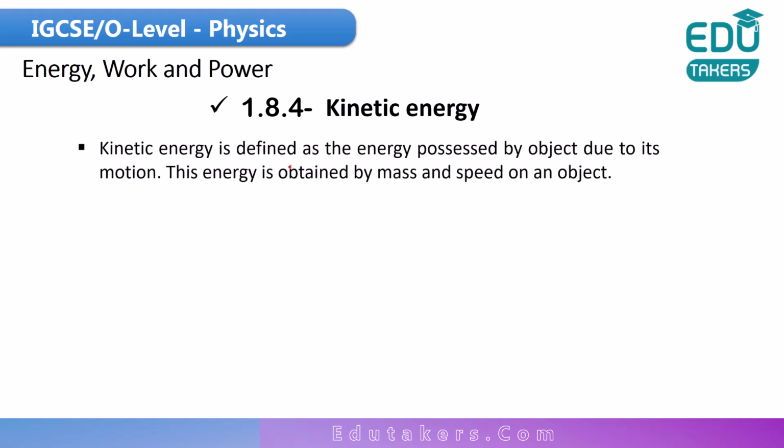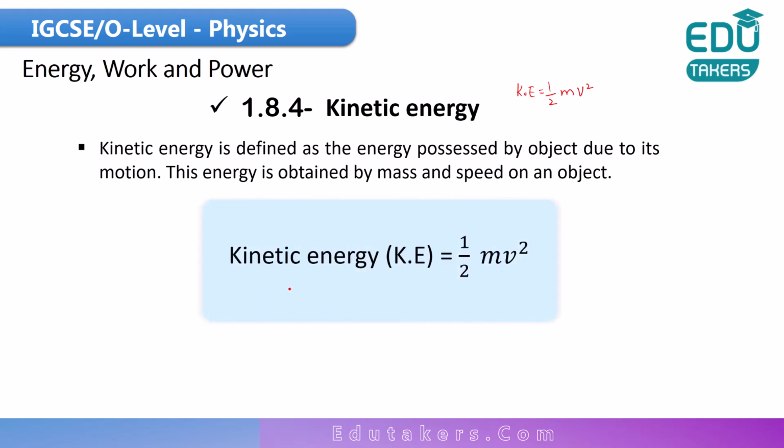Kinetic energy is defined as the energy possessed by an object due to its motion. So kinetic energy is the type of energy which is possessed by a body due to its motion. This energy is obtained from the mass and the speed of an object. Which formula is used to calculate the kinetic energy of any object? It is given here. Kinetic energy is equal to 1 over 2 mv square. This is the formula used to find the kinetic energy if the mass and the speed of the object are given. You just put the values of the mass and speed here to get the kinetic energy.